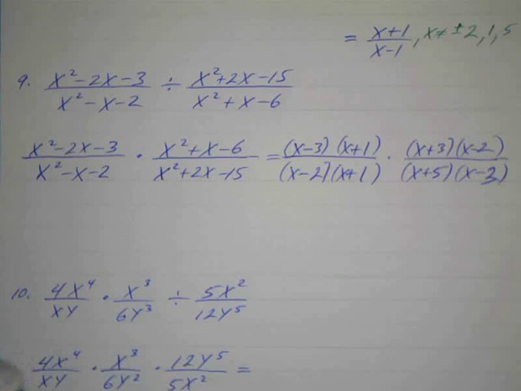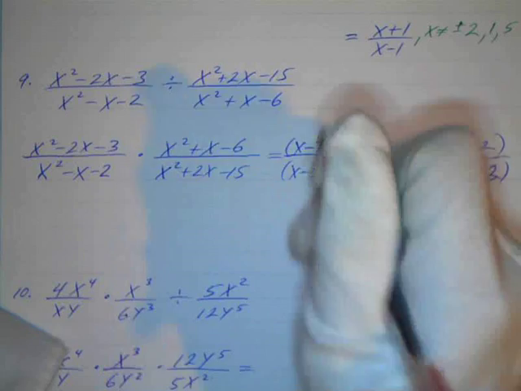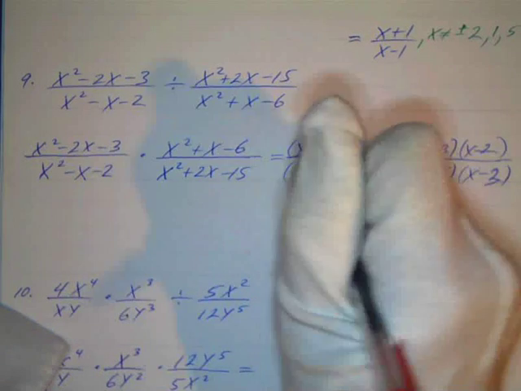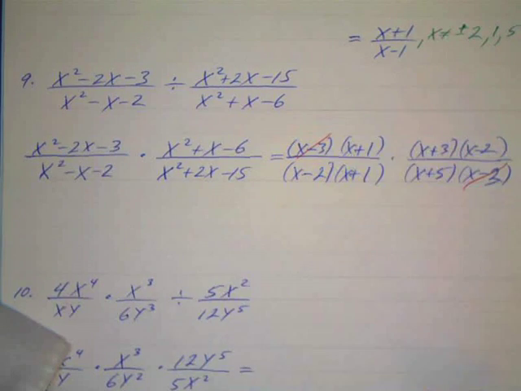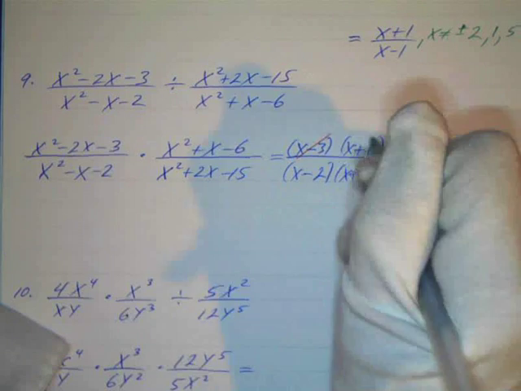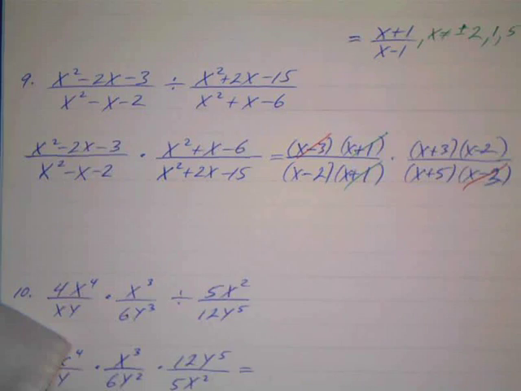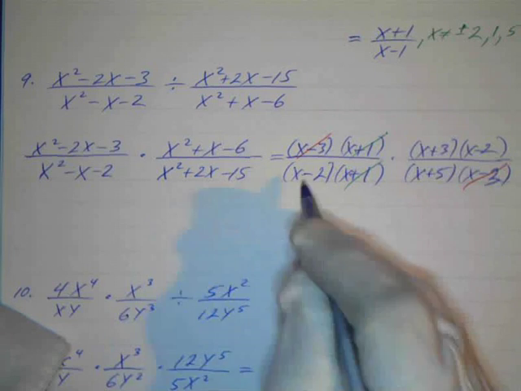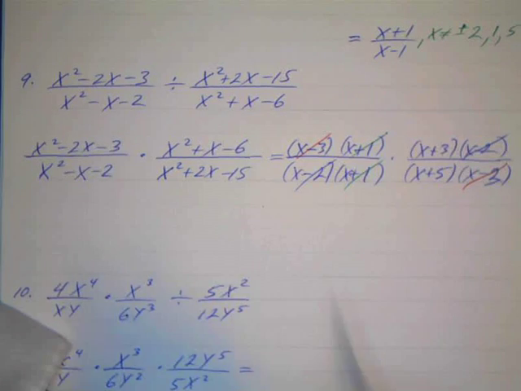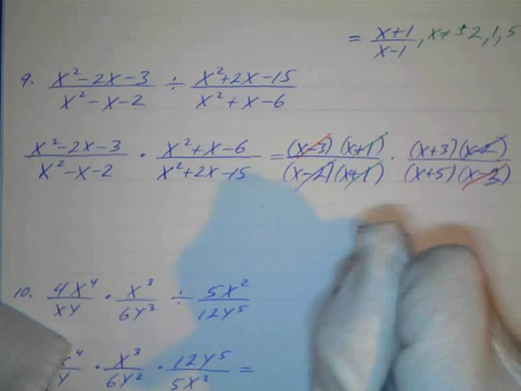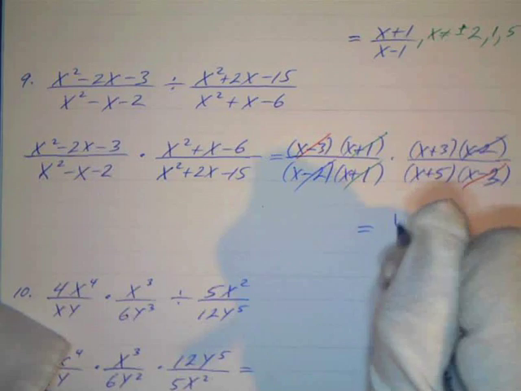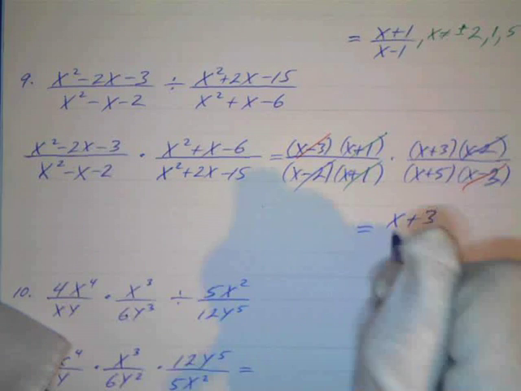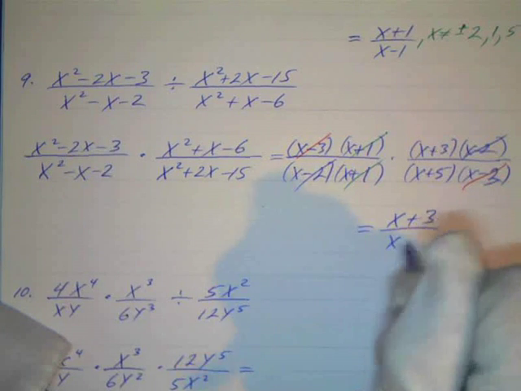So again, cancel any common top with any common bottom. Do I have any x minus 3's on the bottom? Sure, there's 1 down there. Do I have any x plus 1's on the bottom? Yep, there's 1 there. Any x plus 3's on the bottom? No. Any x minus 2's on the bottom? Yes, there's an x minus 2 over here. And that's it. So this equals, all I have left is x plus 3 on the top, and all I have left is x plus 5 on the bottom.